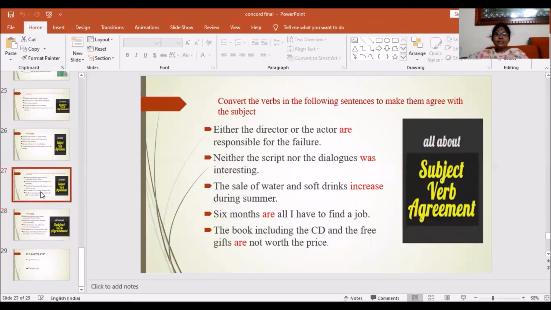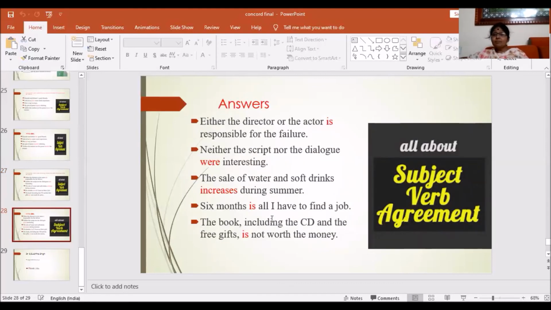Now let us look at this example. 6 months are all I have to find a job. Now, though this is plural, 6 months is one subject, right? It is singular. It is considered as one time, right? So your right answer is 6 months is all I have to find a job. Is it clear? So 6 months is single. It is defined as single time.